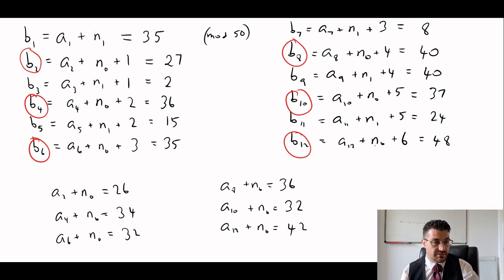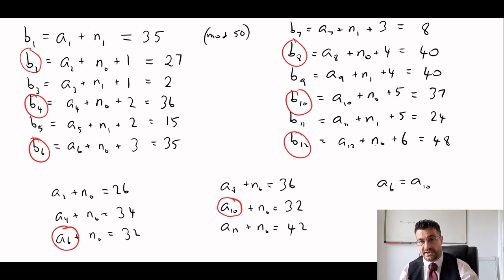So what did I do then? Well, I focused on A6 plus N0 equals 32 and A10 plus N0 equals 32. Because what this implies is that A6 is equal to A10, at least modulo 50. Okay? So we could have, for example, A6 equal to 3 and A10 equal to 53. Because they're the same number modulo 50.